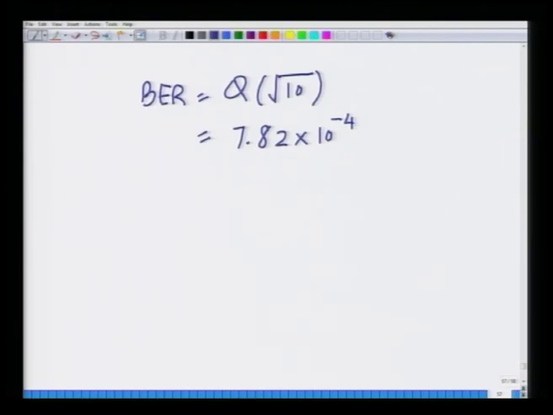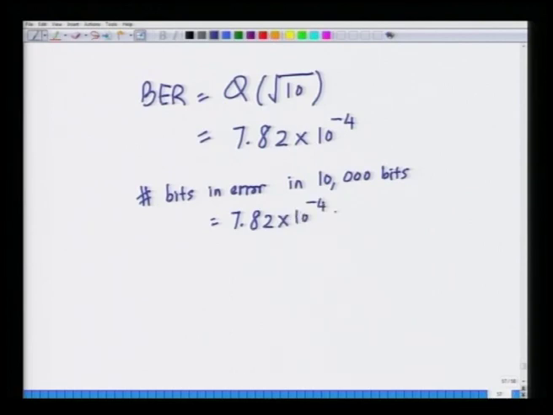All right. This is the bit error rate, and as per our analogy below, if we transmit 10,000 bits, then the number of bits in error in 10,000 bits equals 7.82 into 10 power minus 4, into 10,000, which is essentially 7.82. So, what it roughly means is that out of 10,000 bits, 7.82 or close to 8 bits are in error.